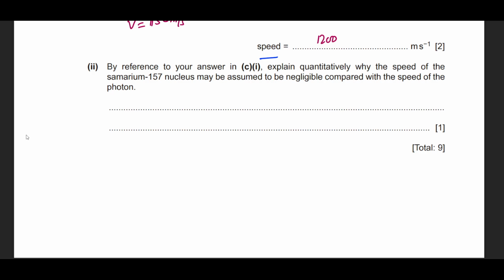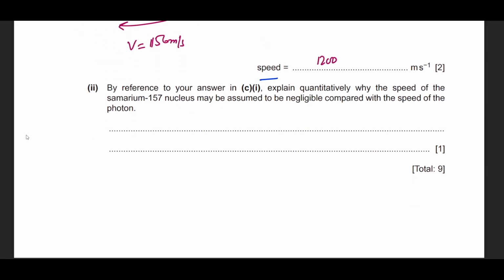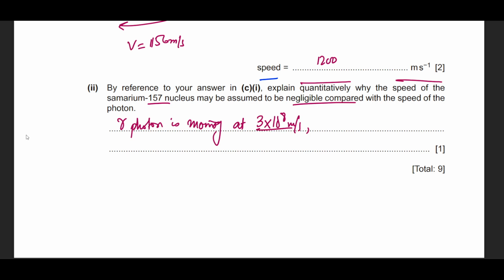Then he says, in reference to your answer to C1, discuss this quantitatively. Quantitatively means you have to refer to values. If it had been qualitative, it would have been just theory. Why the speed of samarium may be assumed to be negligible as compared to the speed of the gamma photon. You will write down that the gamma photon is moving at the speed of light. You have to state this, at 3 into 10 to the power 8 meters per second, so that he knows that your knowledge is correct, right?